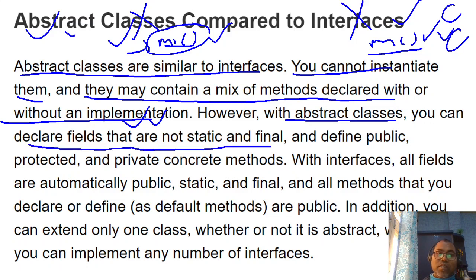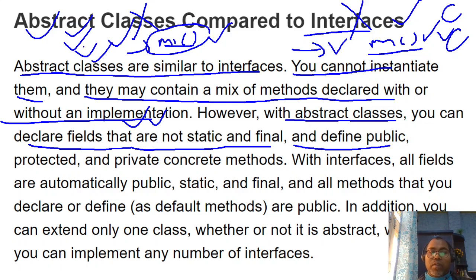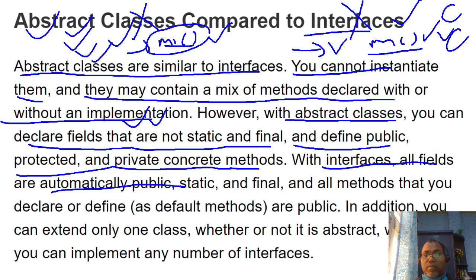In the case of an abstract class, you can define fields. A field can be static, non-static, or final. But in the case of an interface, whenever you declare any variable, that variable is by default static and final. Also, everything declared in an interface is by default public, whereas in a class you can mention public, private, protected. With an interface, all the fields are automatically public, static, final. All methods you declare or define are default and public.